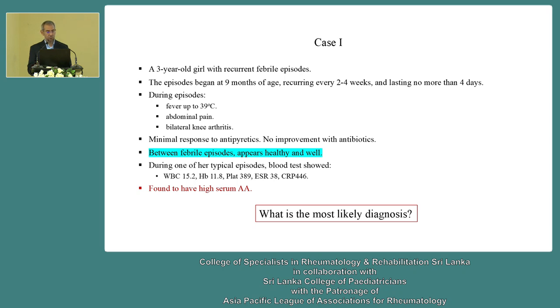She presented with fever, abdominal pain, arthritis, and we found she has high serum amyloid A. So what is the most likely diagnosis? Any thoughts, consideration? This is a typical case of FMF.